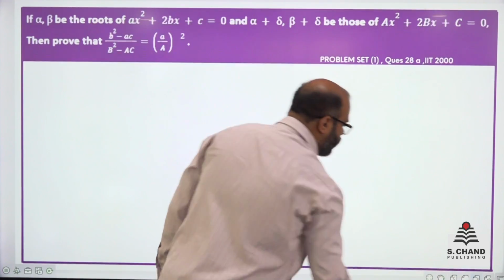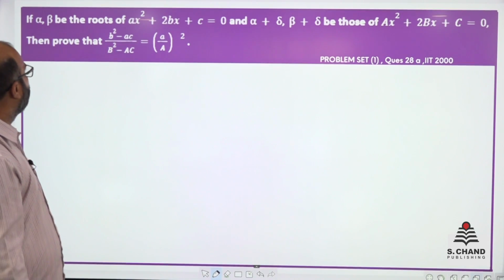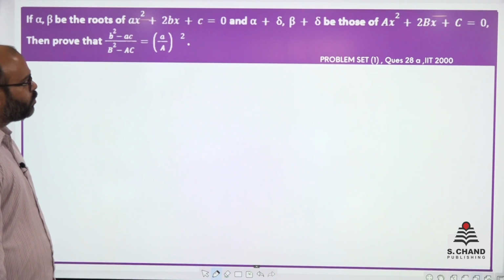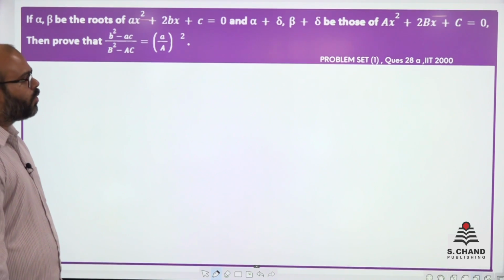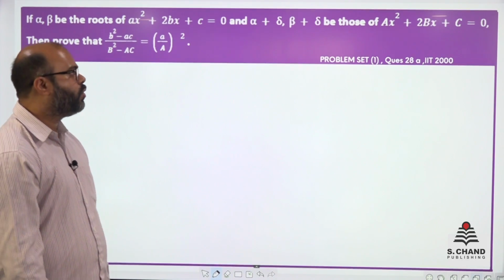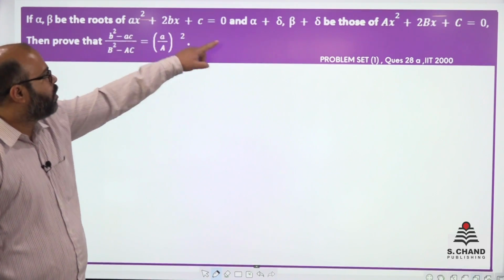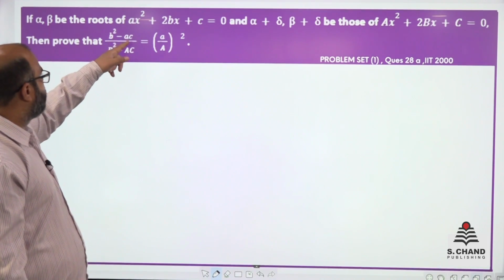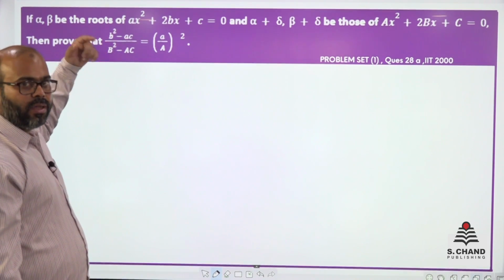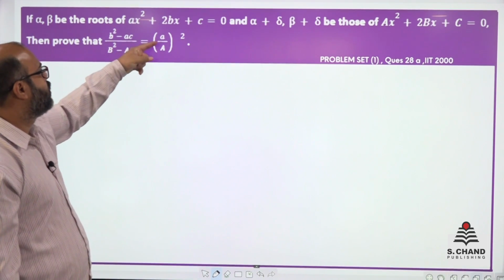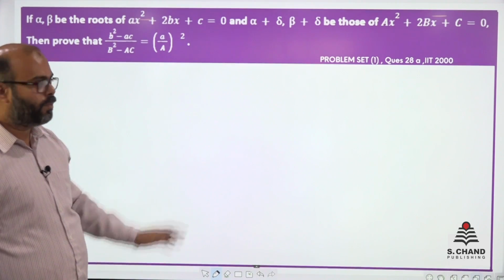Let us come to the next question. If alpha, beta be the roots of ax square plus 2bx plus c equal to 0, and alpha plus delta, beta plus delta be those of capital A x square plus 2 capital B x plus capital C equal to 0. So here a, b, c are small, there A, B, C are capital. Then prove that (b square minus ac) by (B square minus AC), in numerator they are in small letters, in denominator they are in capital letters, is equal to a by A whole square.